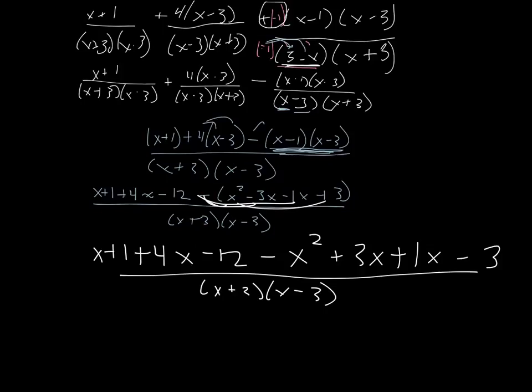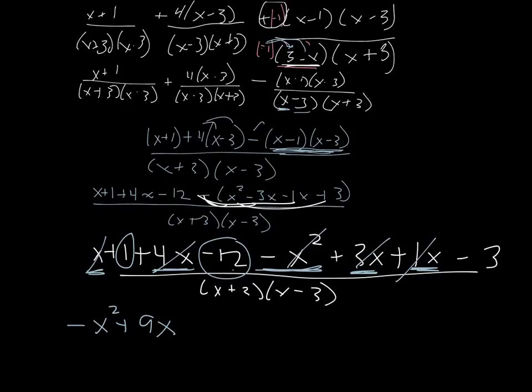And then lastly, let's collect all the x's. So x, that'd be 5x, 8x, 9x. So 9x on the top. Well, I've got this x squared thing, I'll put that at the front. Minus x squared plus 9x. So I've dealt with that, and that. And then left I have a 1 minus 12 would be negative 11, minus 3 would be minus 14. Okay, all over x plus 3, x minus 3.